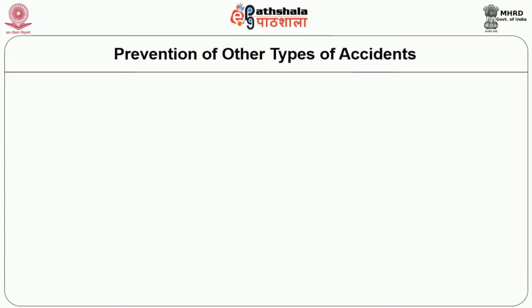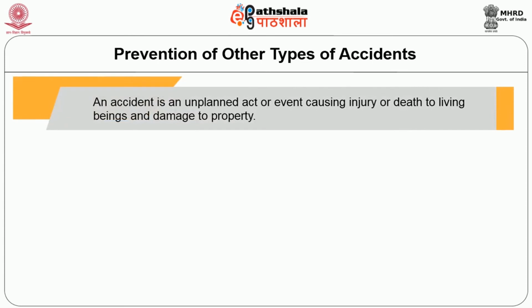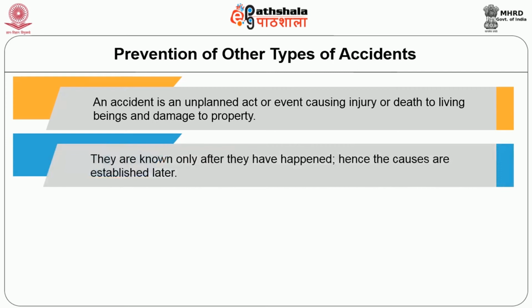Now it is time to focus on the prevention of other types of accidents. First one needs to analyze how they are caused. Let us see. Accidents happen due to careless human behavior and environmental factors. An accident is an unplanned act or event causing injury or death to living beings and damage to property. They are known only after they have happened. Hence, the causes are established later.